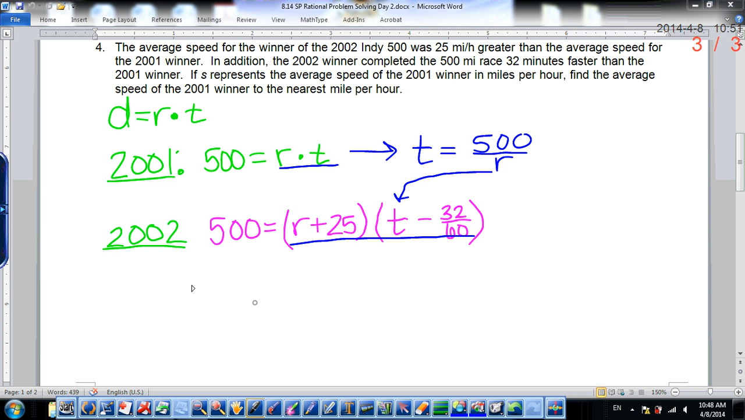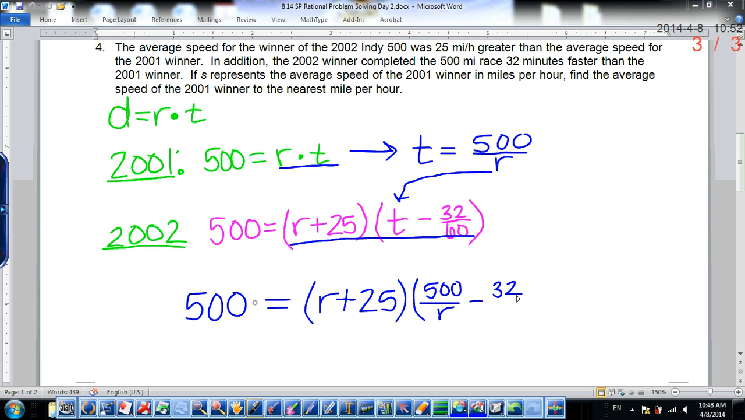Okay. So that means what I'm going to solve here is 500 is equal to R plus 25 times 500 over R minus 32 over 60. Questions on how I got that equation? Okay. Personally, this is one of those times I'm going to go to my calculator. If I start distributing this, I'm going to have some weird fractions. Things are going to get kind of dicey. I'm going to have random rationals in the middle. It's going to be ugly.